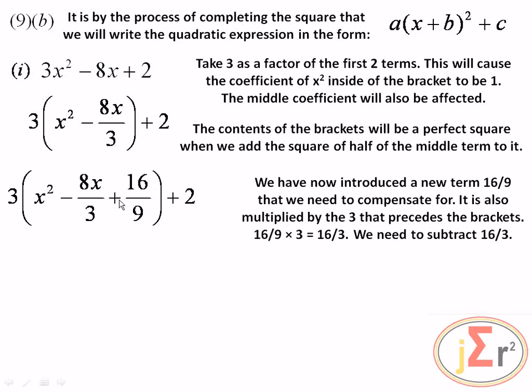3 will cancel with 9 to give 3. Therefore, we are really adding 16 over 3. If we are introducing 16 over 3, we need to eliminate that 16 over 3. So we will subtract 16 over 3 in the end.